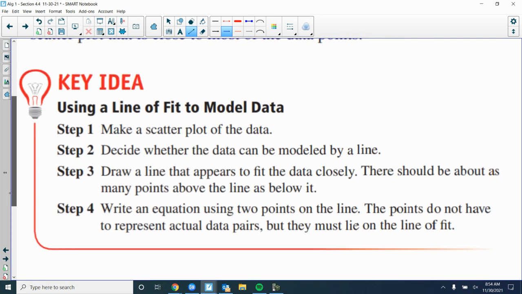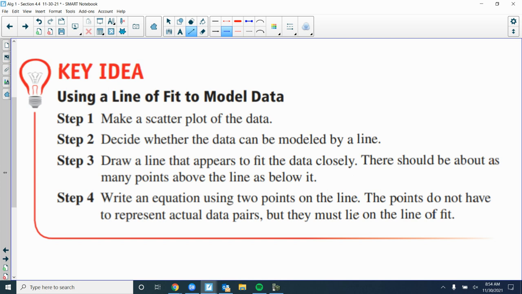So, using a line to fit the data. You're going to make a scatter plot of the data. We're going to decide whether the data can be modeled by a line, and draw a line that appears to fit the data closely. There should be about as many points above as below it. And we're going to write an equation using two points on the line. The points do not have to represent actual data pairs. I think we're going to make sure they do, though, just to make life a little bit simpler. And then we're going to make them lie on the line of best fit. So first thing we got to do, you got that information there.